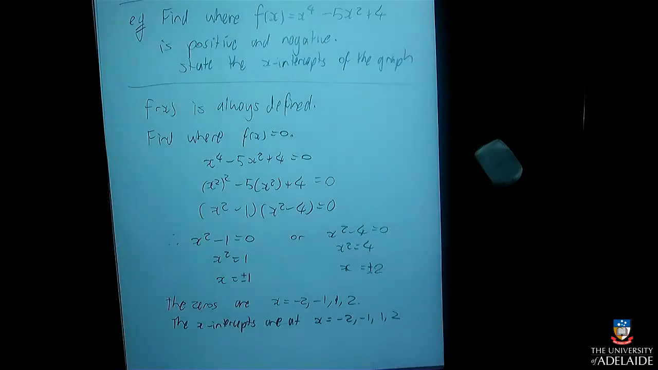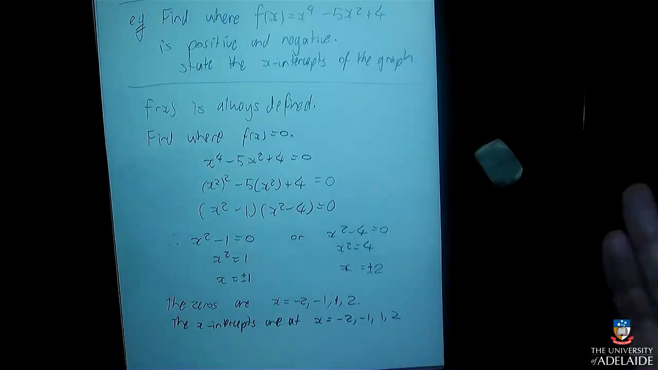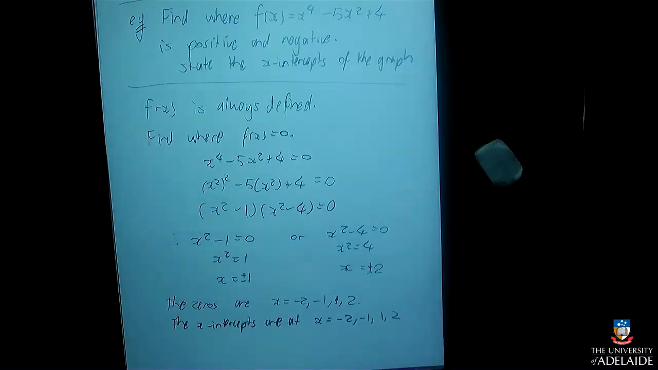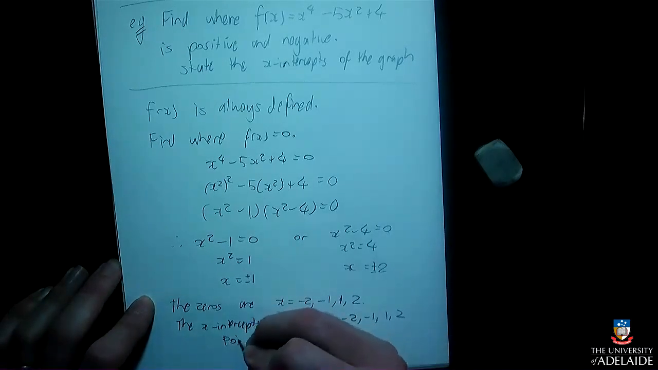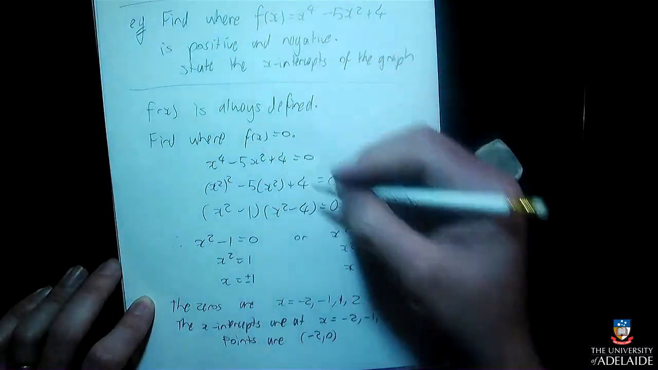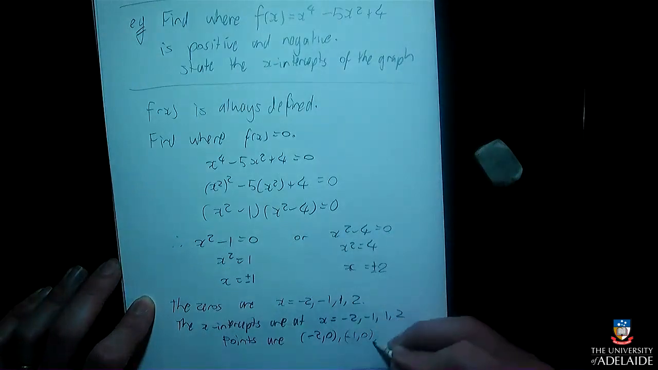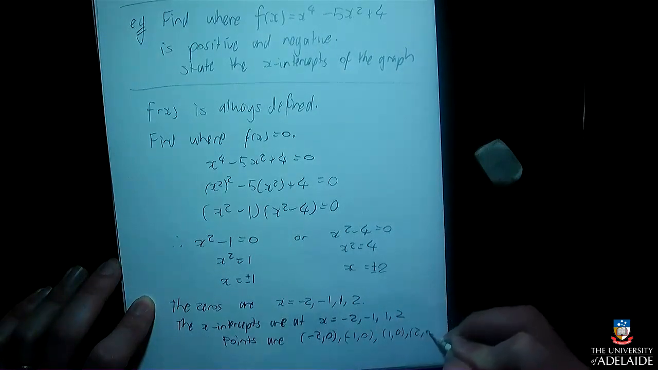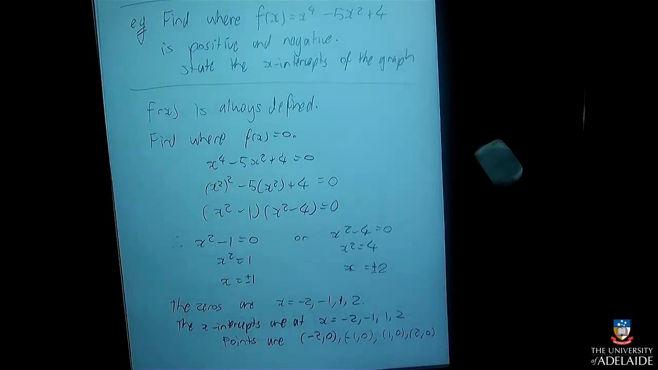And some people, when they ask for x-intercepts, prefer you to give the actual coordinates of a point, since it's technically on the graph, which has both x and y coordinates. I personally don't care, but if you're ever in a situation where you've got a teacher who does care, then make sure you check to see if they do. But I'm going to pop it in, so the points are minus 2, 0, because, well, f of x is 0, right? Minus 1, 0, 1, 0, and 2, 0. And also, they're on the x-axis, and on the x-axis, all the y-coordinates are 0.